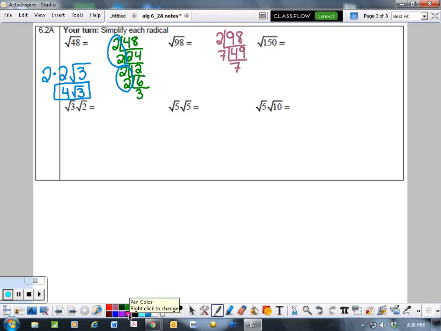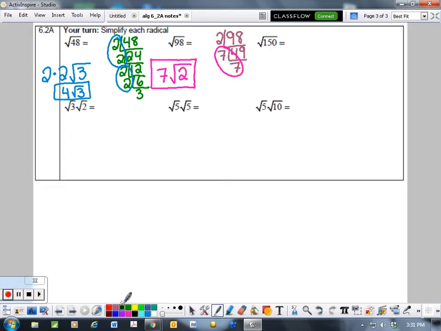So now, since it's the square root, I'm looking for groups of 2. So I've got 2 7's, which means I get a 7 on the outside. There is no other 2, so it has to stay on the inside because there's nothing else left to cancel out that square root.